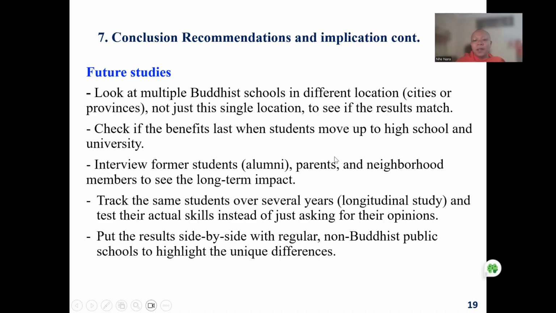Interview former alumni, not just the students, but also the parents and neighborhood members, to see the long-term impact. We can also do a longitudinal study that tests the students' actual skills instead of just asking for their opinions, so we can assess their skills and compare the results side by side between non-Buddhist public schools and Buddhist schools to highlight the unique difference. What is the difference between the non-Buddhist and the Buddhist schools? These are the future studies recommended by the researcher.